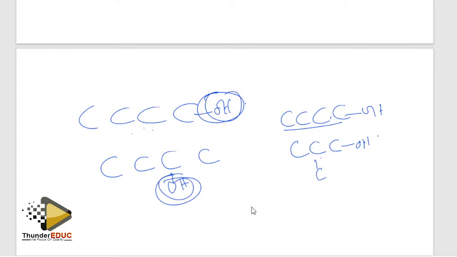And then if I have 1 2 3 and then I put it here and then I put it here like that, what is going to happen to this? If I compare this with this, it becomes positional isomer. If I compare this with this, it becomes positional isomer. You understand?